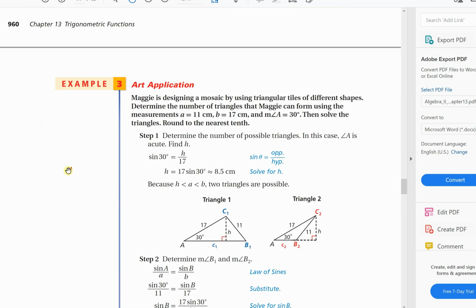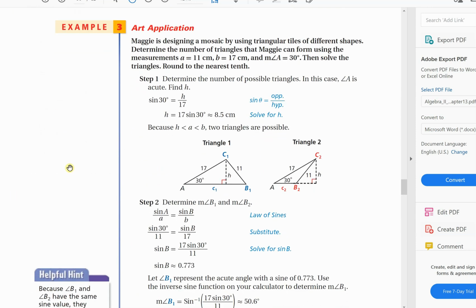So what does this mean? Well, if we look at this application here, Maggie's designing a mosaic by using triangular tiles of different shapes. Determine the number of triangles that Maggie can form with measurements of A is 11, B is 17, and the measure of angle A is 30. So here's our problem.